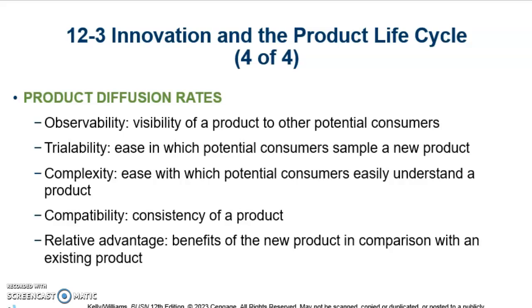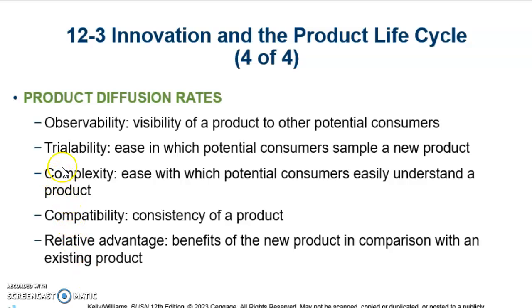There are 5 characteristics that impact diffusion rates. The first one is observability, and this is how easily can consumers identify and see the new product. Of course, some product categories are easier to observe than others. Trialability is how easily customers can try out a new product. Offering a trial can be a powerful way to get new customers, which is why when you go to some grocery markets, they have aisles with tables with samples on those for customers to try.